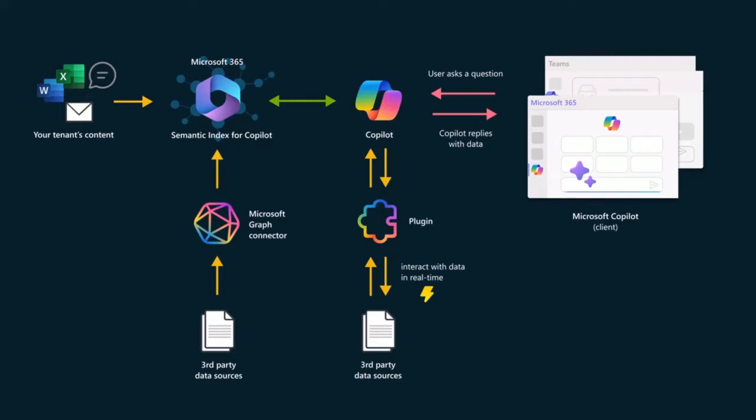One way to extend Copilot is to add more content to the semantic index. That's what graph connectors can do. Another way is to write a plugin, which allows Copilot to do real-time queries of your plugin. Copilot for Microsoft 365 uses an app manifest to define these queries.